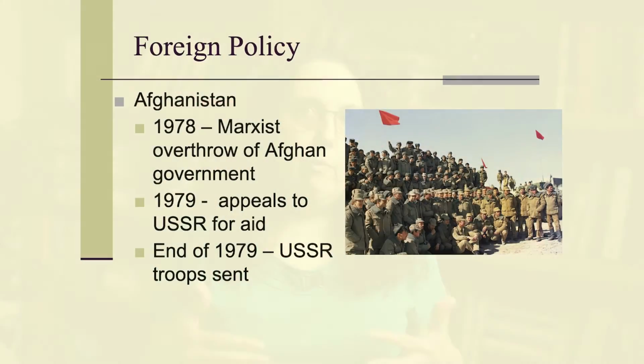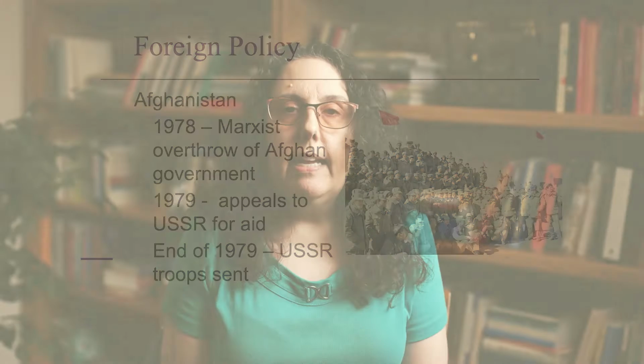The next major foreign policy problem is going to be in Afghanistan. So in 1978, so we're like 10 years after the Prague Spring, the Marxist Party in Afghanistan overthrows the government. So they overthrow the monarchy, but they are very unstable. They thought they had more support than they did. So they're holding the control of the government, but just barely. And so they call on the USSR to assist them.